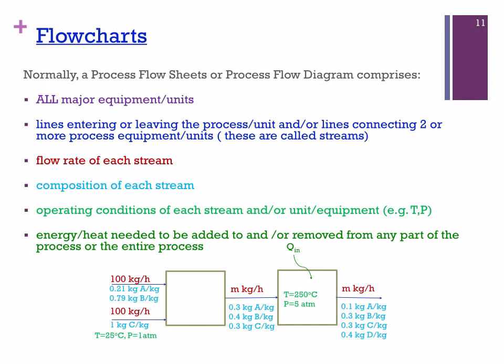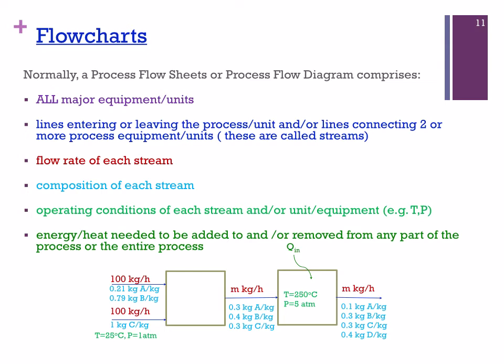Next, we need to have the flow rate of each stream, denoted in red color. Whether the flow rate is known or not known, it has to be written on the process flow diagram. The next one is the composition of each stream. This also has to be put in, even if the composition is not known.